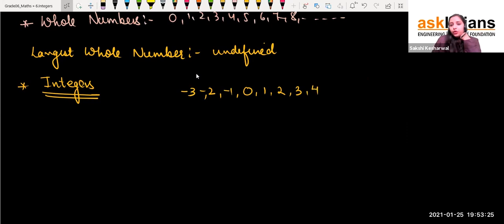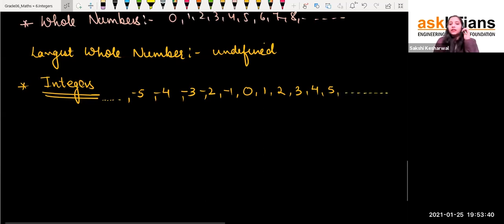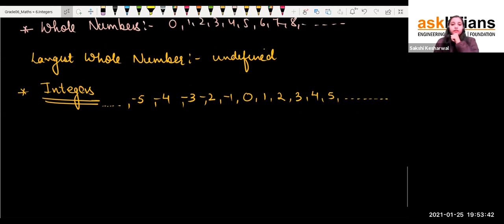If I write 4, this will be -4. This will be 5, and this will be -5. Can I write dot, dot, dot? Dot, dot means keep on going, and here also I can write dot, dot, dot. So can I say that integers are the numbers which include the whole numbers, the natural numbers, and all the negative numbers? Yes. Negative numbers we have learned right now.